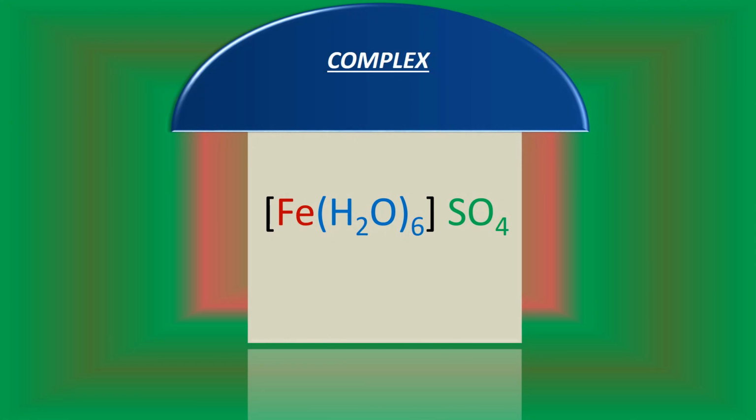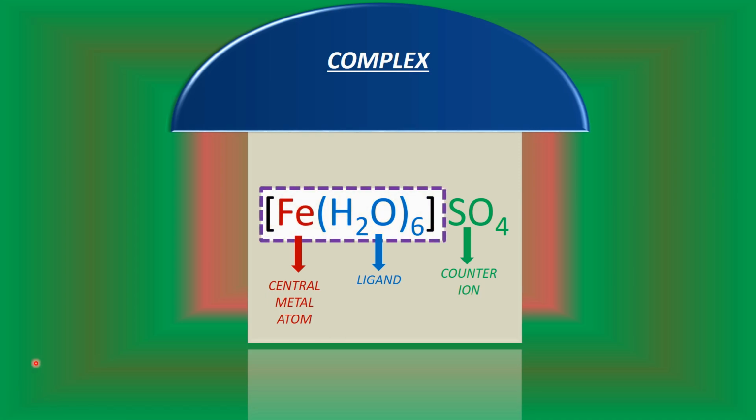In this complex, iron is the central metal atom and it is surrounded by 6 water molecules. The surrounding groups are called ligands. Sulfate is the counter ion. The central metal atom and ligands are collectively called the coordination sphere.